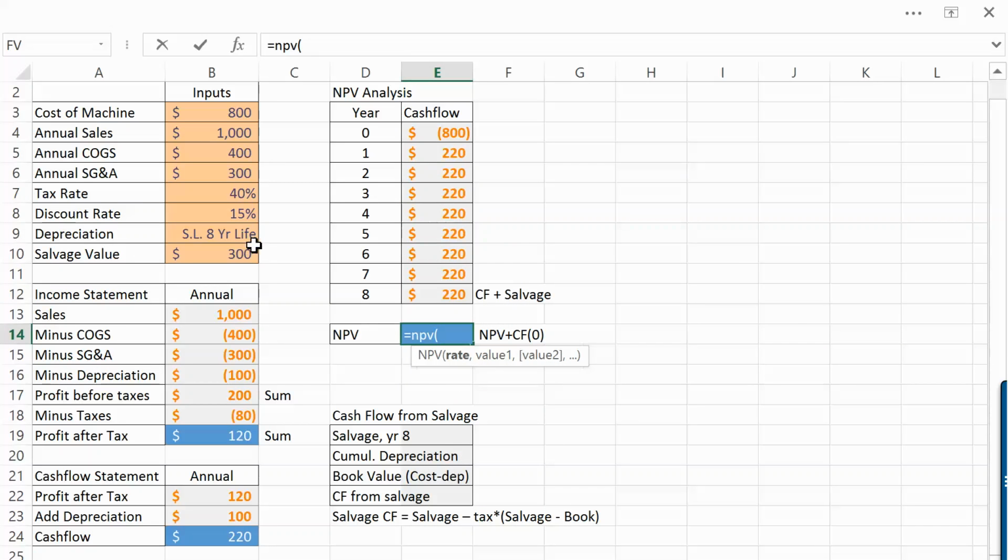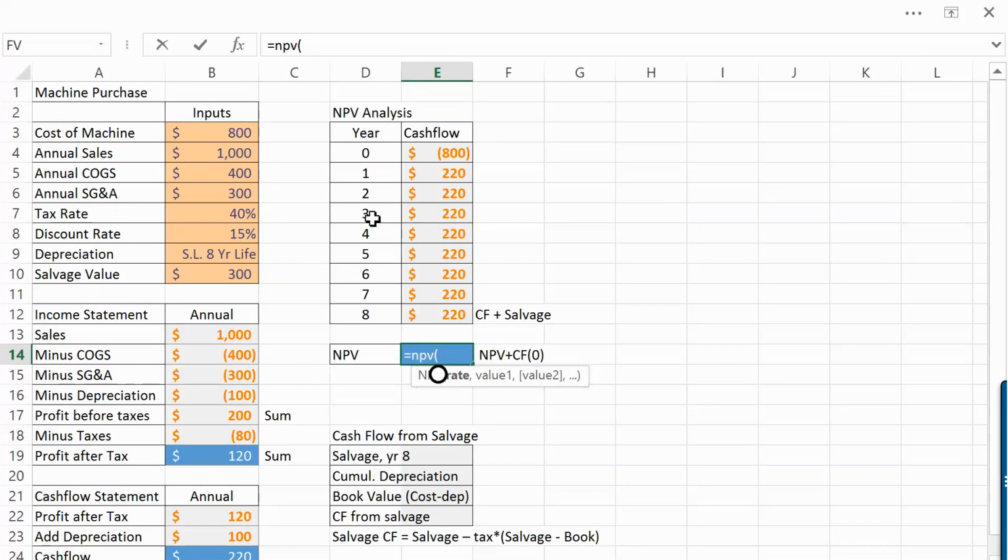Put in my discount rate. However, and that looks like a good project. I can also do an IRR. 22% IRR. However, we're also going to assume that there's a surprise salvage value at the end of the 8th year.